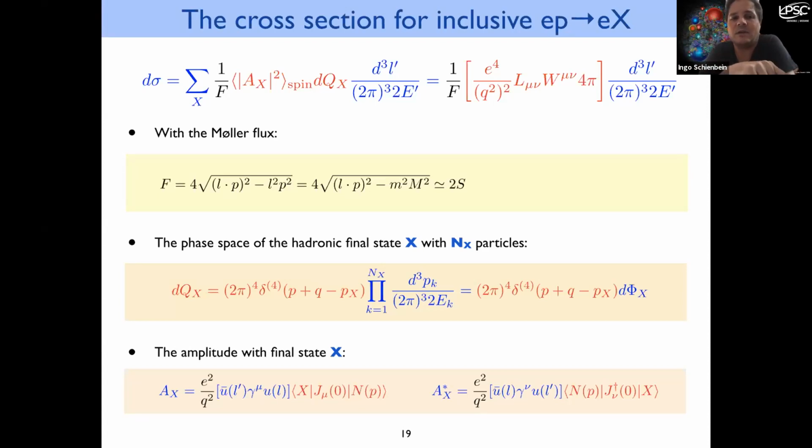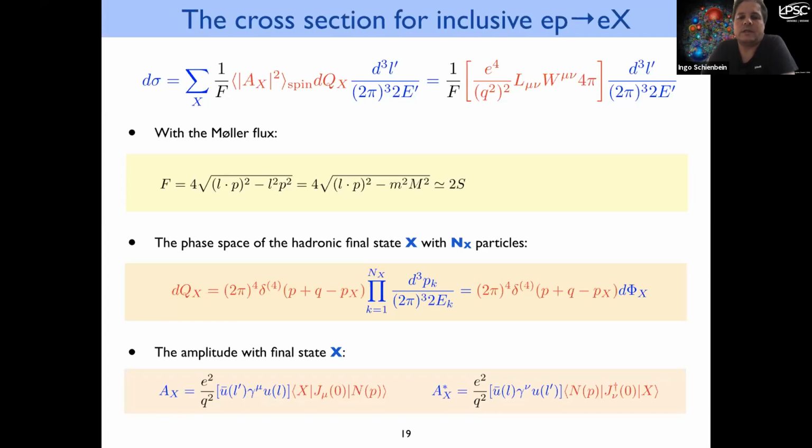And when I write a sum here, that of course also includes the integration over the phase space. So it's a sum and integration over the phase space, so a sum over all possible final states. For example, a final state with a nucleon, 2 pions, a kaon, or a final state with 20 pions and 10 lambda baryons. So all numbers of particles and all sorts and types of particles need to be included in this sum.